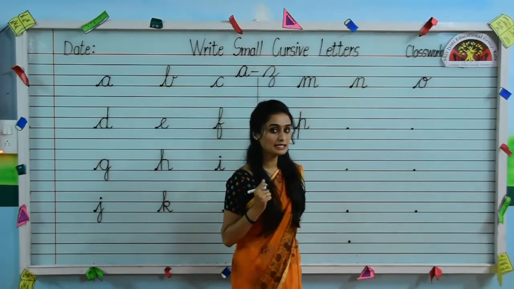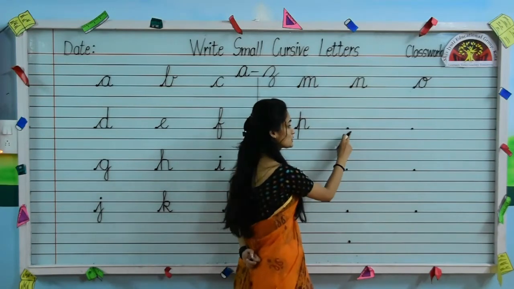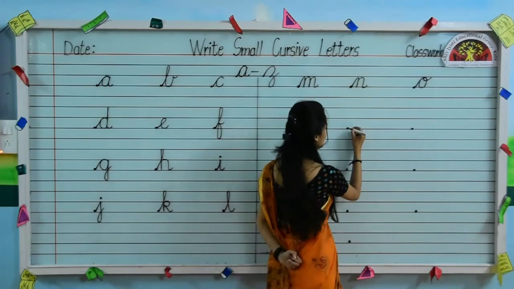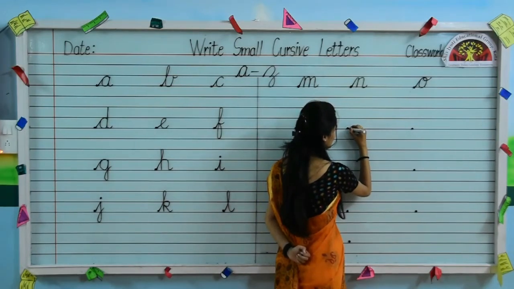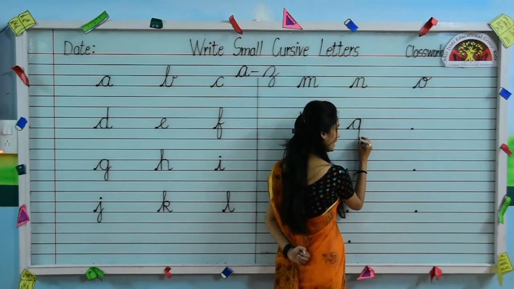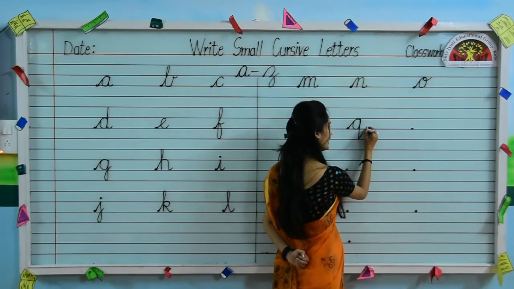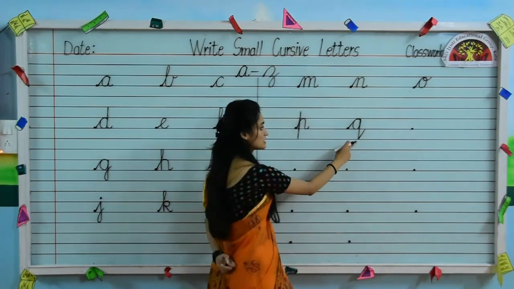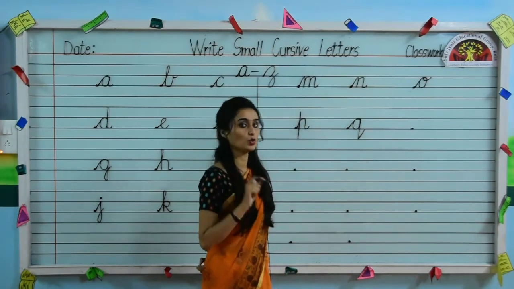Now tell me, which is the next letter, kids? After P, the next one is Q. Let's see how to write Q. Put your pencil on the dot, slanting line, touch the second line, make a curve, then touch the second line, come down straight, touch the fourth line and a slanting line between the fourth and the third line. Okay kids, this way you have to write your letter Q.